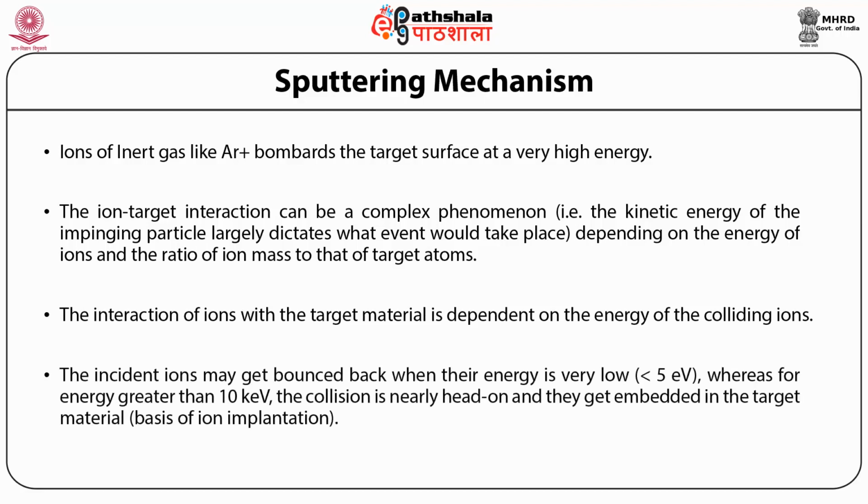The incident ions may get bounced back when their energy is very low, that is less than 5 electron volt. Whereas for energy greater than 10 kilo electron volt, the collision is nearly head on and they get embedded in the target material, which is the basis of actual ion implantation.